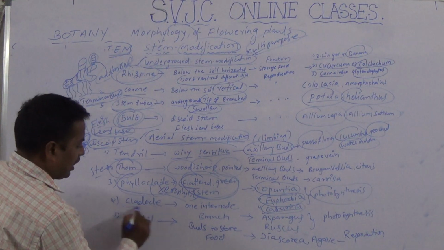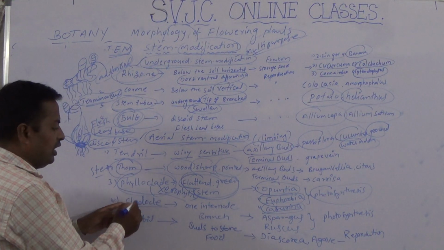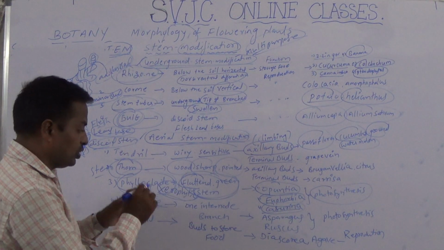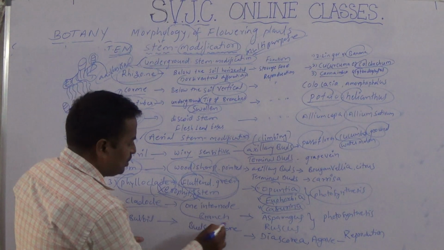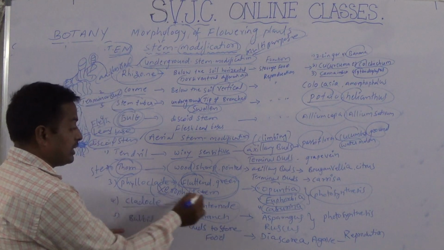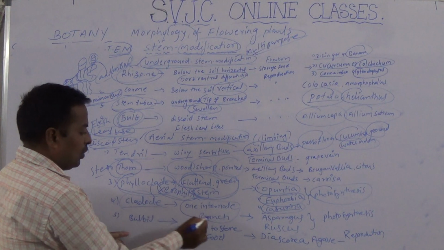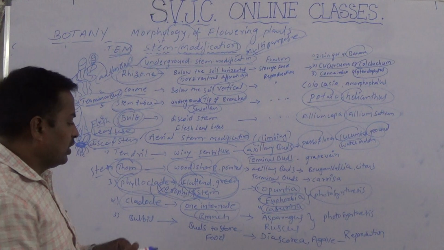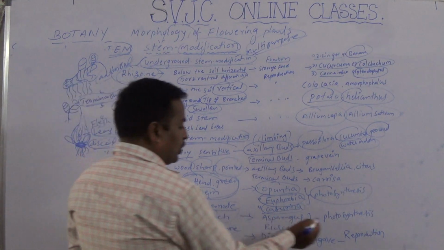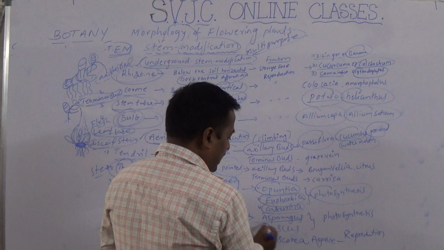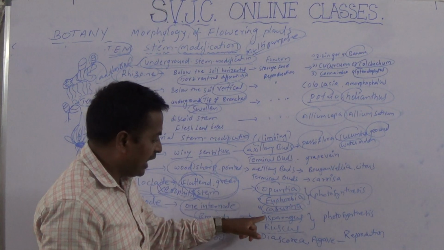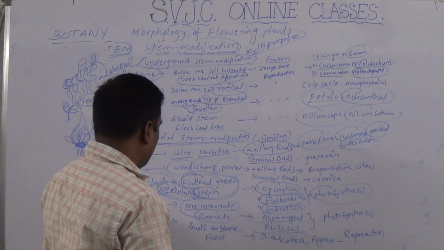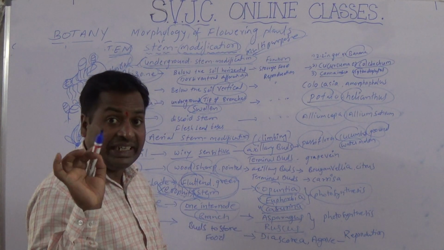The next one is cladode. It is also reported in xerophytic plants. But in this plant, only the branch is modified. In phylloclade, the stem is modified, but in cladode, only the branch. The length is one internode. The branch is modified to perform photosynthesis. Examples: asparagus and ruscus are the best examples for cladode, and both plants belong to the Liliaceae family.